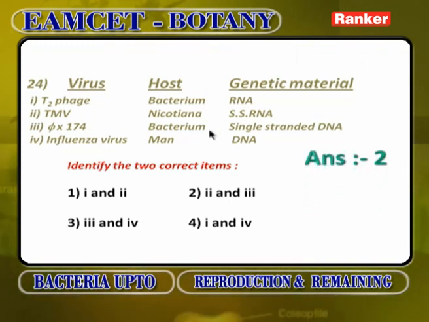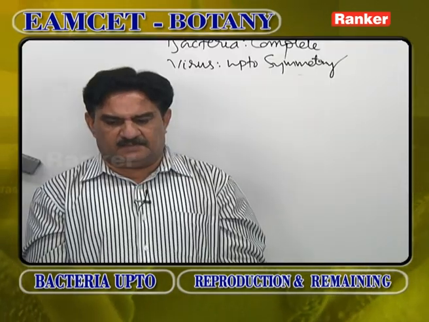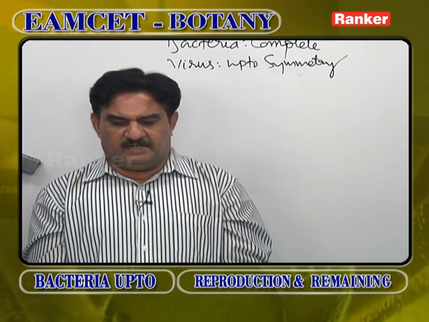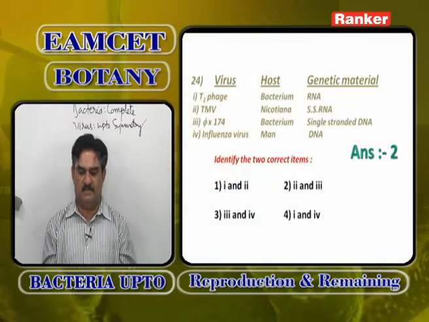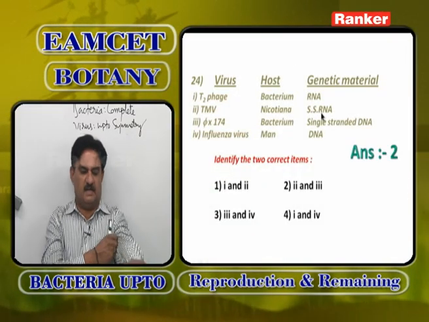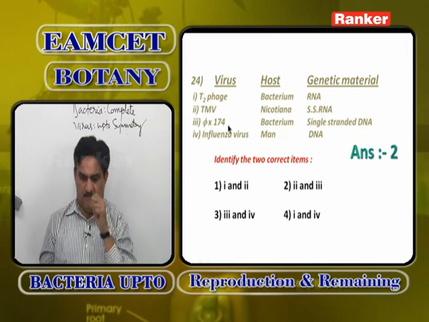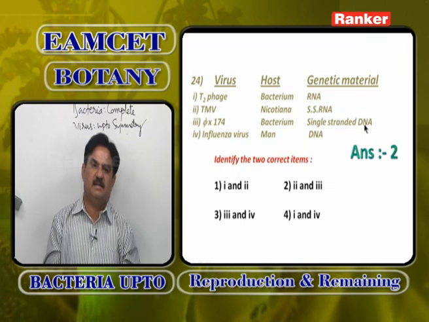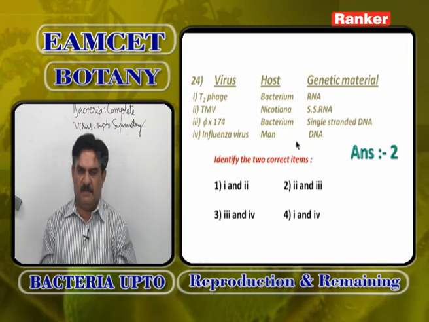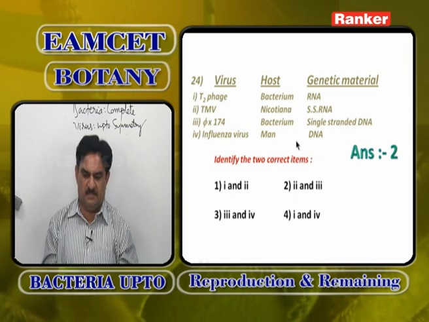Next, virus, host, genetic material. T2 bacteriophages, bacterium, RNA is wrong, DNA must be present. So, T2 bacteriophages attacking bacterium is correct, but genetic material RNA is wrong. Tobacco mosaic virus, Nicotiana tabacum, single stranded RNA is correct. Phi X174 bacteriophages, bacterium, single stranded DNA is correct. Single stranded DNA is found in phi X174 bacteriophages and M13 bacteriophages.